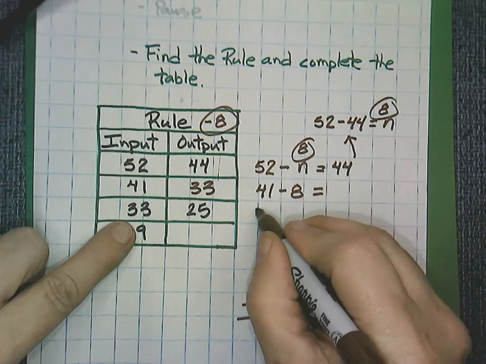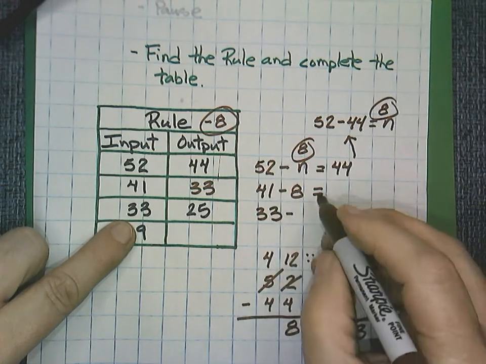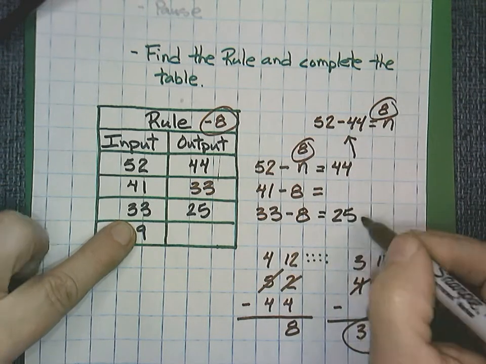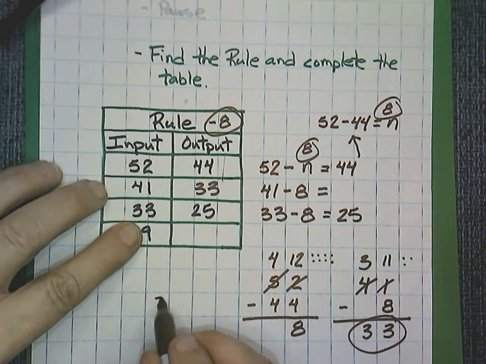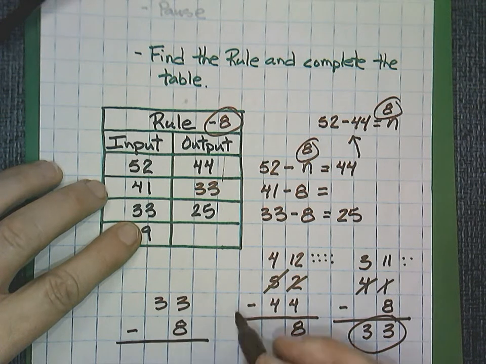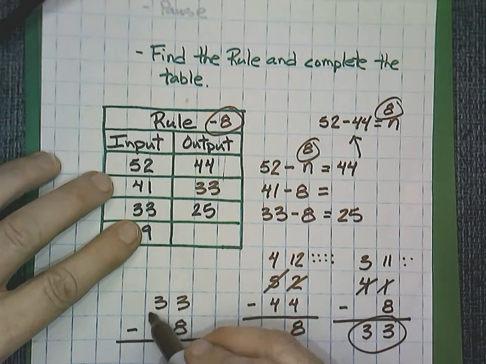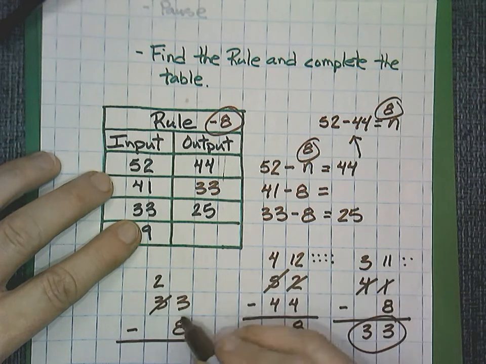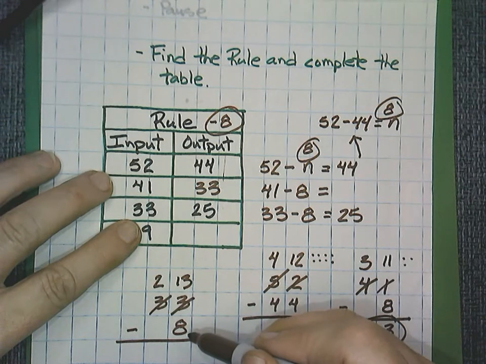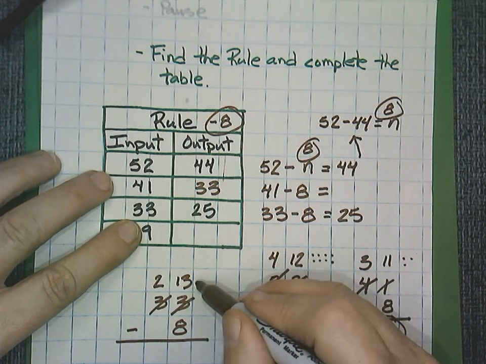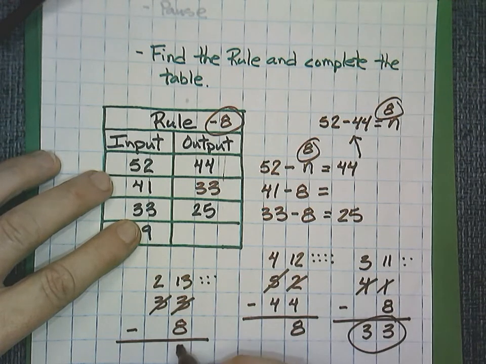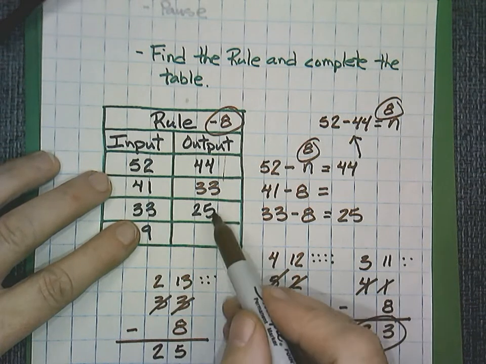33, let's just see if that works. 33 minus 8, which is our rule. That does equal 25. I'll prove that to you right down here. 33 minus 8. I'm going to have to regroup. That would become 2. This would become 13. And if I use my pin dot strategy, I start at the 8 and count up to 13. 8, 9, 10, 11, 12, 13. That's 5 dots. And 2, and you can see our 25.